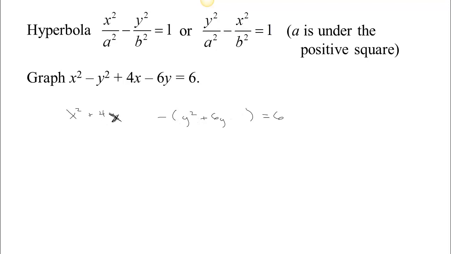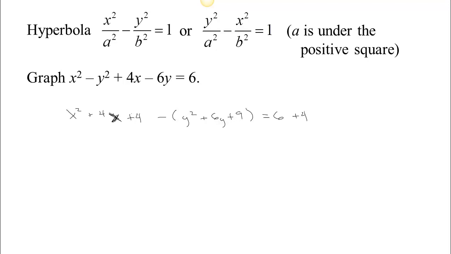Now, in order to complete the square here, since the coefficient of x squared is 1, I can just take half of the coefficient of x and square it. Half of 4 is 2, 2 squared is 4, so I'll need to add 4 to both sides. To complete the square on this, remember I had to factor out the negative. Now I can see that I need half of 6 squared. Half of 6 is 3, 3 squared is 9, so I'm going to have to add 9.